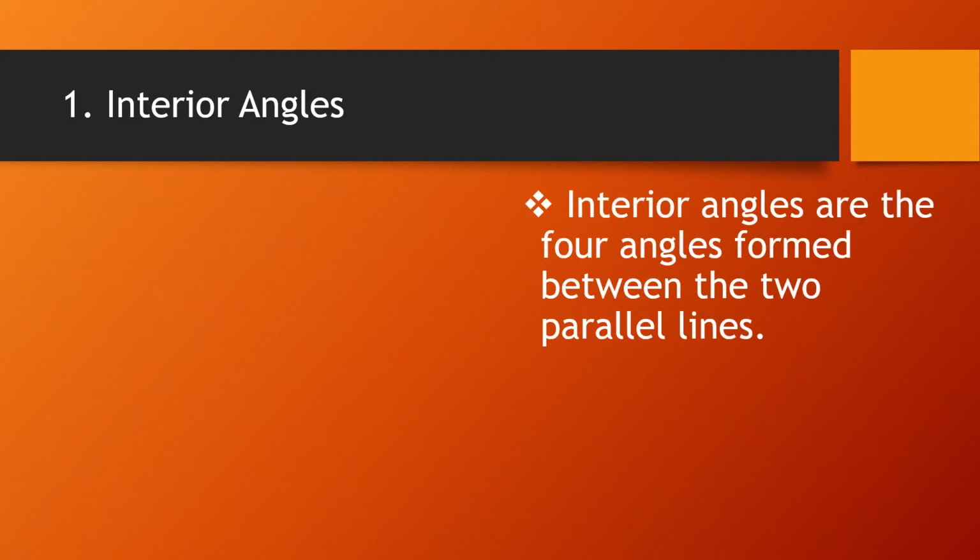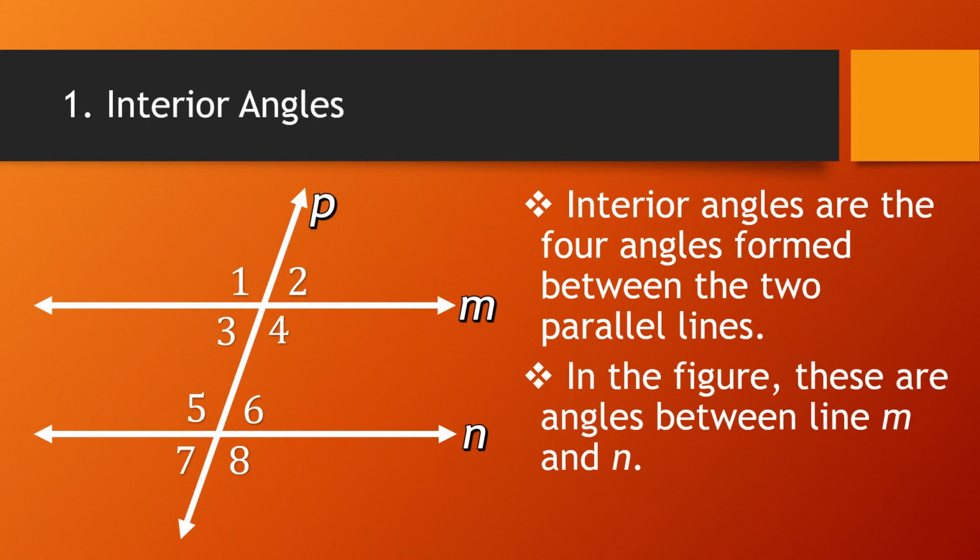Okay. So given this figure, or from this illustration, the following angles are formed when a transversal line intersects the two parallel lines. First, interior angles. So these are the four angles between the two parallel lines. Okay. So in this figure, these are angles between line M and line N. So we have angle 3, angle 4, angle 5, and angle 6.